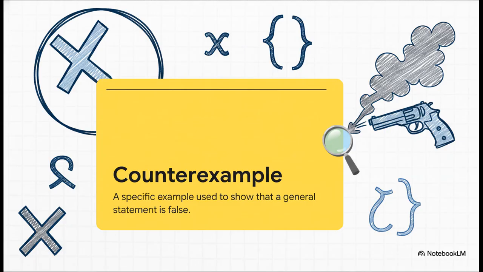So what's our main weapon in this investigation? It's the counterexample. And the beautiful thing about it is that we don't need some long, complicated argument. All we need is one single, specific example where the rule doesn't work. It's like finding the logical smoking gun. You find it, and boom, case closed.